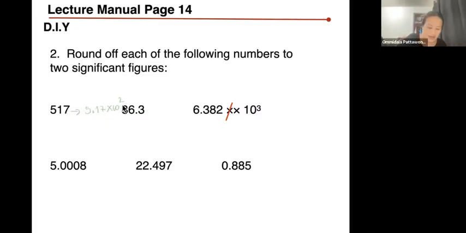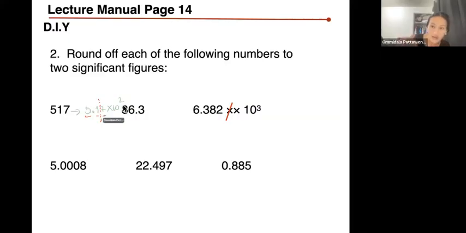The next thing is, because when we count sig figs we don't care about the notation, you are dealing with only the number before the notation. So if I want 2 sig figs, this is 1, this is 2, so I'm going to cut here. If I cut here, the last digit is 7, right?